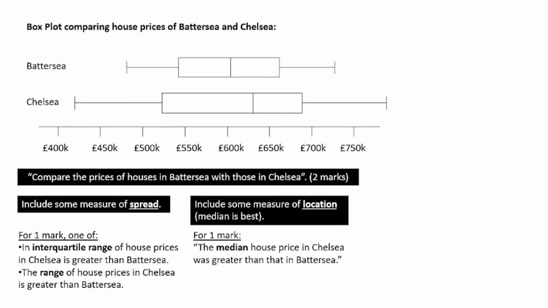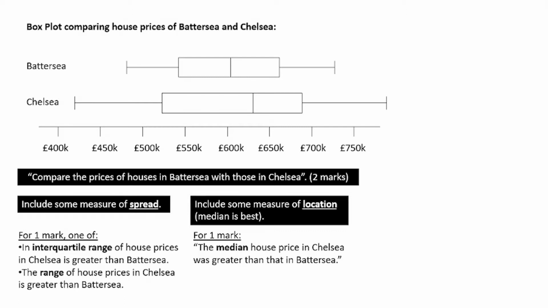Secondly, we want to make a comment about a measure of location. Now, technically, there's lots of measures of location. We have the median, the upper quartile, the lower quartile, the maximum, the minimum. But the best of these to reference is the median. Talk about the median. Which one has the larger median? Which one has the smaller median? And obviously write it in context. The median house price in Chelsea was greater than the median house price in Battersea.